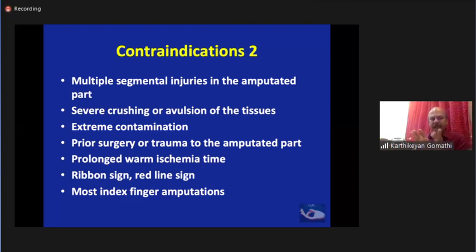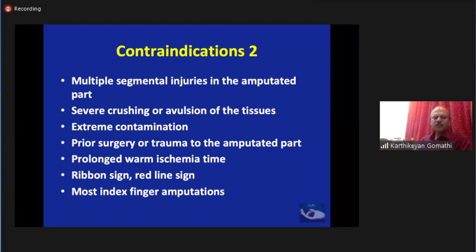These are signs that are seen on the amputated part where there is injury to the vessel. Now, in the amputated part, the vessel must be intact. Proximally, if there is no vessel, it doesn't matter. You can always put in a vein graft, you can get a vessel from somewhere else. But in the distal part, the amputated part, if the vessel is not there, there is absolutely no point in doing a replantation. It is not possible, it will not work.